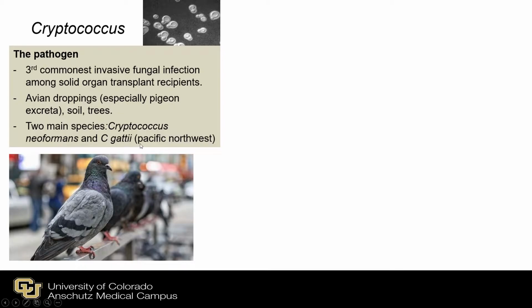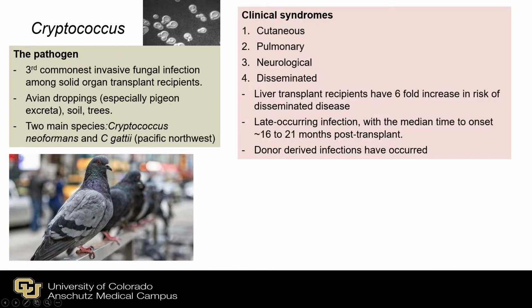Cryptococcus neoformans has a worldwide distribution. Cryptococcus gattii is more confined to certain geographical regions. In the United States, we find this happening in the Pacific Northwest, including Seattle and Portland, Oregon regions. Clinical syndromes: Cryptococcus can cause isolated cutaneous disease, pulmonary disease, neurological disease or Cryptococcus meningitis, and disseminated disease. Our patient unfortunately has disseminated disease, which has a poor prognosis.